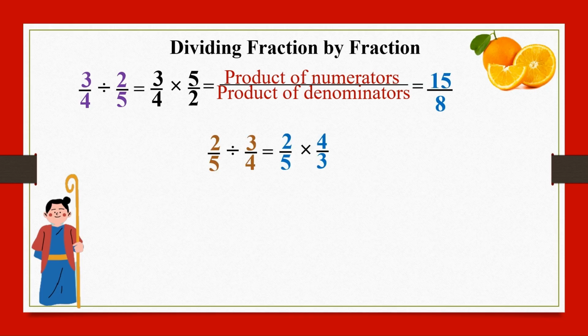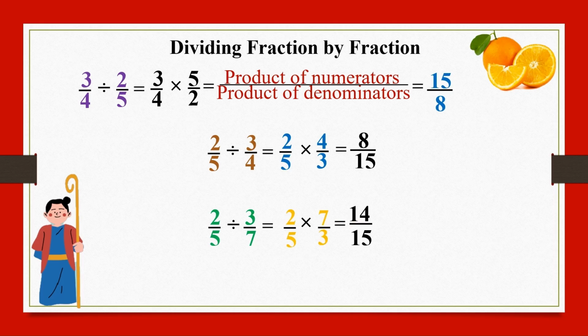One more example, and third example. Here again we get 2 by 5 times 7 by 3, which is 14 by 15. If there is anything common between the numerator and denominator, you have to simplify.